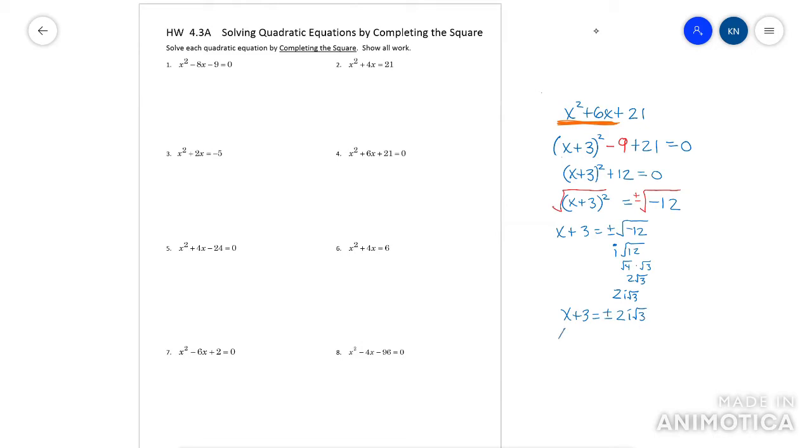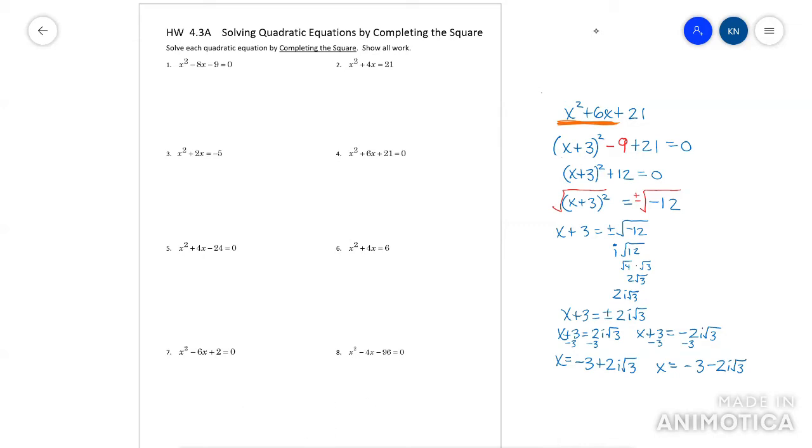And now this is when you would write it twice. Once as positive 2i root 3 and once as negative 2i root 3. And then you would minus 3. So my answer, if you minus 3 here though, just remember these are not like terms. This is a complex number. So it's negative 3 plus 2i root 3 and negative 3 minus 2i root 3. I know that was a lot to take in.